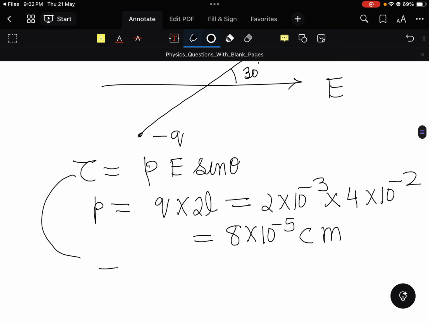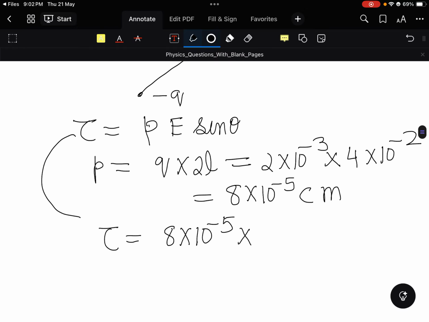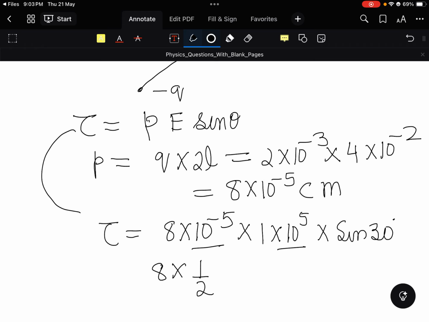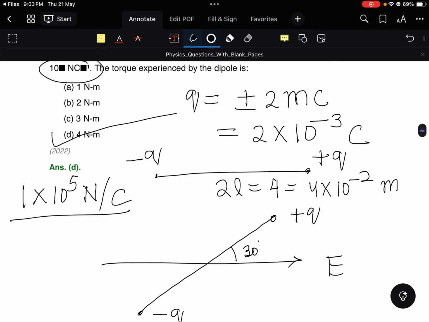Now you substitute here. Tau equals to P is 8 into 10 power minus 5. What is E here? E is this. E is 1 into 10 power 5. And sin theta, that is sin 30 degree. And we know that sin 30 degree is 1 by 2. So 10 power minus 5, 10 power 5 cancel. That is 8 into 1 by 2. That is 4 Newton meter. This is the unit of torque. So which option is correct? Option D is correct. It is clear.